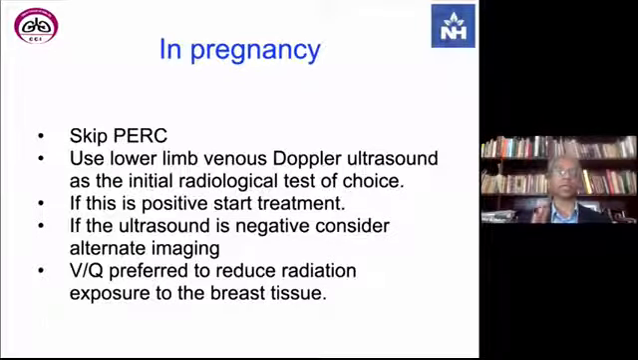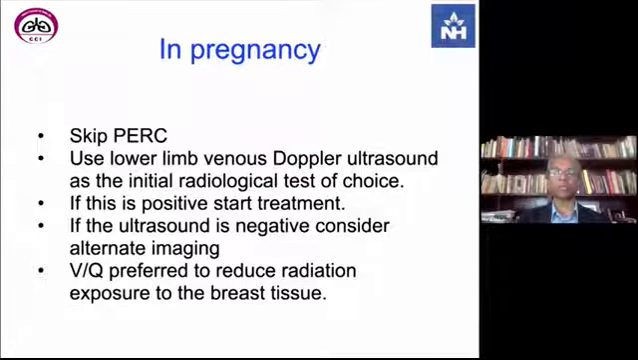In pregnancy, you skip the OPERC, you do a lower limb venous Doppler ultrasound as the initial radiological test of choice, because pregnant women are most likely to have emboli emerging from the lower limbs. If it is positive, you start treatment. If it's negative, you consider doing an alternative imaging, such as a VQ scan, because a VQ scan reduces radiation exposure to the breast tissue, and this radiation exposure by a CT pulmonary angiogram to breast tissue increases the subsequent risk of breast cancer in the future in a pregnant woman especially, or in a lactating woman.